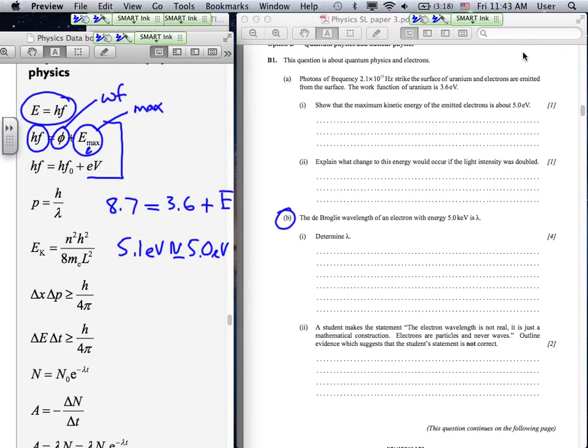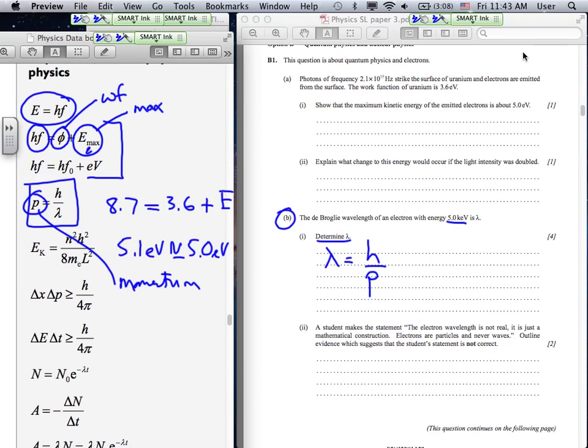Looking at question B, the de Broglie wavelength of an electron with energy 5 keV is lambda. Determine the lambda. So we are obviously going to be using this formula over here, because this is our formula talking about the wavelength related to a particle. So we have lambda is equal to h over p. This p is the momentum, and that h is Planck's constant.